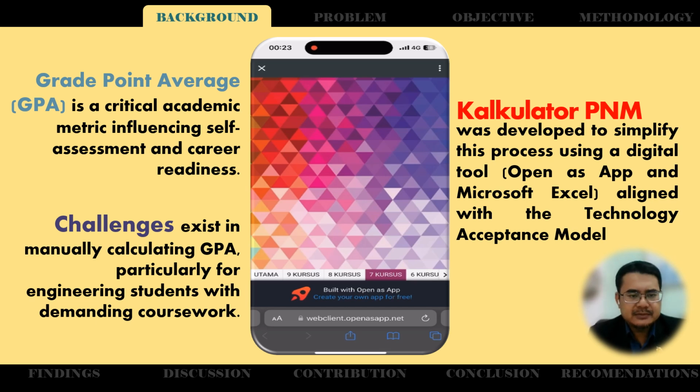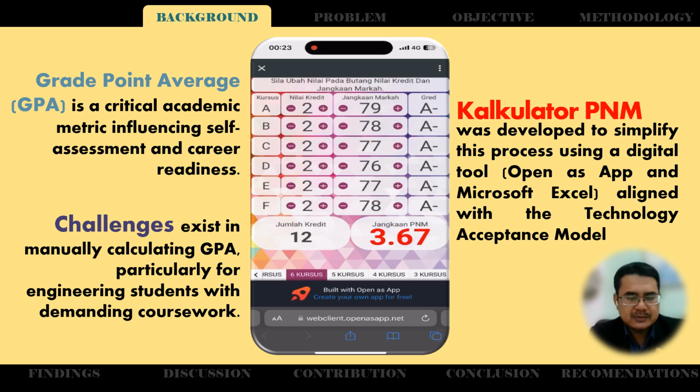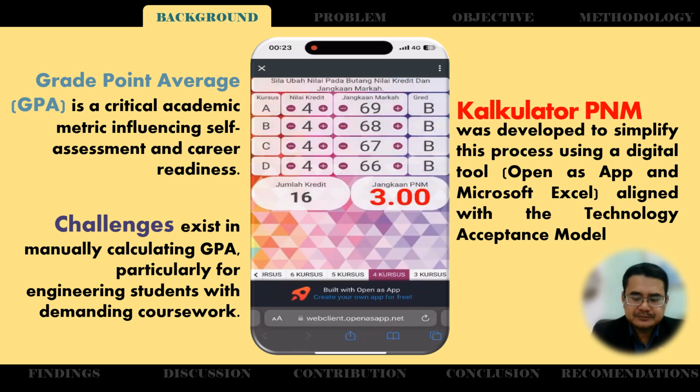With this problem, I created this Calculator PNM so that the students don't need to know how to do it manually. They just key in the credits and expected marks, so they know what expected grade they would have, and most of all, the expected GPA they can have for that particular semester.